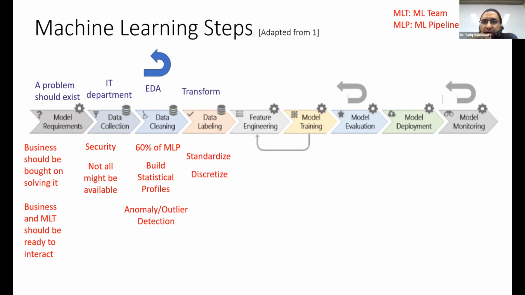Then you need to prepare your data for machine learning. And that's called mostly the transformation phase. You can also call it data labeling. So I might decide to standardize my data or discretize, change the discretization of some variables, or maybe also do some sort of specific selection based on the statistical profiles. For example, I might decide to remove the outliers or the anomalies and then go ahead with the normal data.